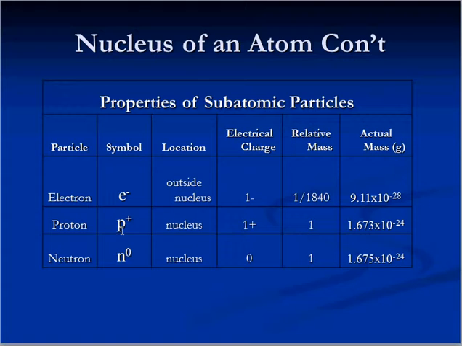Protons, we often use the symbol lowercase p with a plus sign. It's located in the nucleus. It has a +1 electrical charge, and its relative mass is 1. Then we have neutrons, for which we use the symbol lowercase n with a 0. It's in the nucleus. It does not have an electrical charge, but does have the same relative mass as protons.